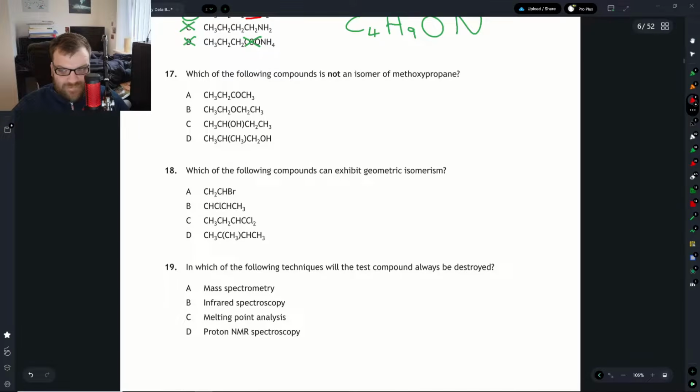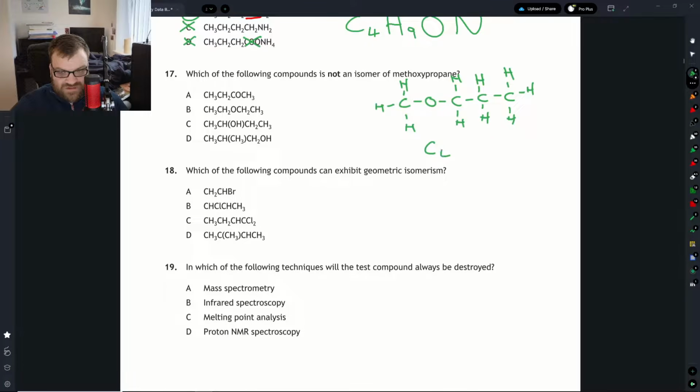Let's look at isomers now. They have to have the same molecular formula, but different structural formula. Methoxy means it's got CO. We'd have 3 carbons. And we'd put in all our H's. We've got C4, H10, and O. If we count them up just to make sure if there's any ones we can rule out, they've all got 4 carbons. That's not going to be the answer.